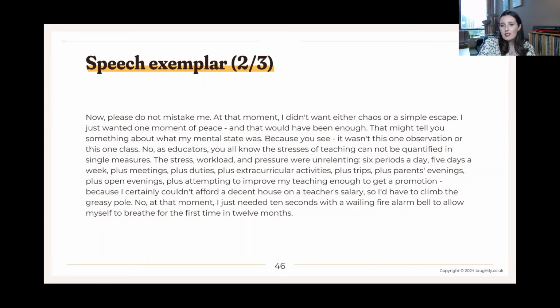Because you see, it wasn't this one observation or this one class. No, as educators, you all know that the stresses of teaching cannot be quantified in single measures. The stress, workload, and pressure were unrelenting. 6 periods a day, 5 days a week, plus meetings, plus duties, plus extracurricular activities, plus trips, plus parents' evenings, plus open evenings, plus attempting to improve my teaching enough to get a promotion, because I certainly couldn't afford a decent house on a teacher's salary, so I'd have to climb the greasy pole.